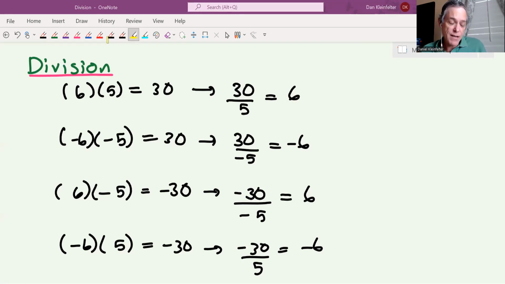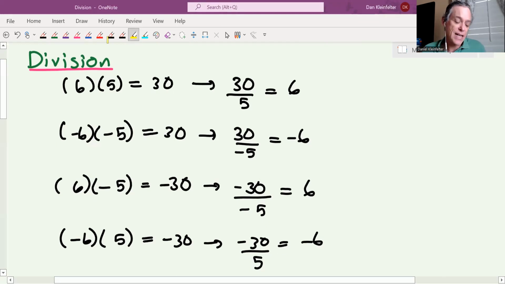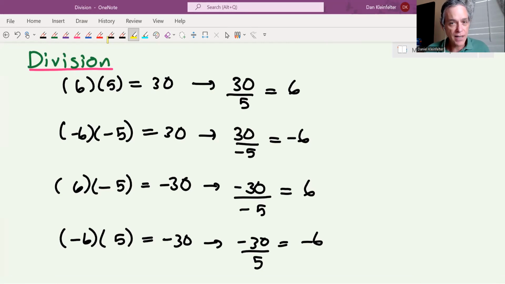Multiplication, negative 6 times negative 5, we now know is positive 30, so that 30 divided by negative 5 should be negative 6. 6 times negative 5 is negative 30, so negative 30 divided by negative 5 is positive 6. And lastly, negative 6 times positive 5 is negative 30, making it so that negative 30 divided by positive 5 gives negative 6.